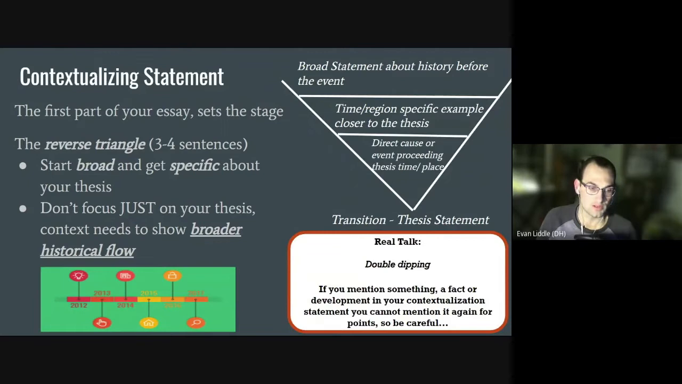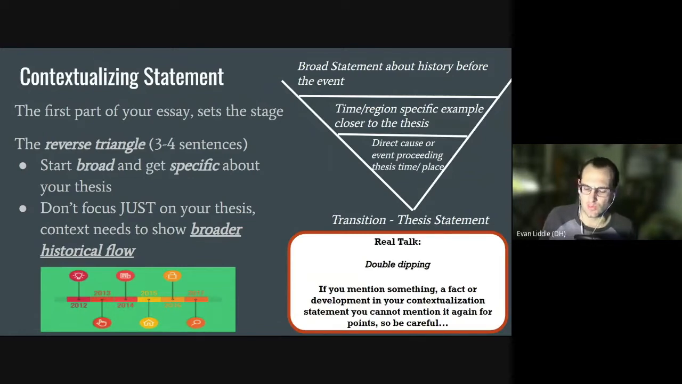Now, the thing about this is that you need to make sure you don't just focus on your thesis. If you write a contextualization statement that focuses exclusively on the time period that your thesis or the prompt is set in, you're not going to get the point, because context needs to show that you understand the broader flow of history. And this is why I like the reverse triangle.